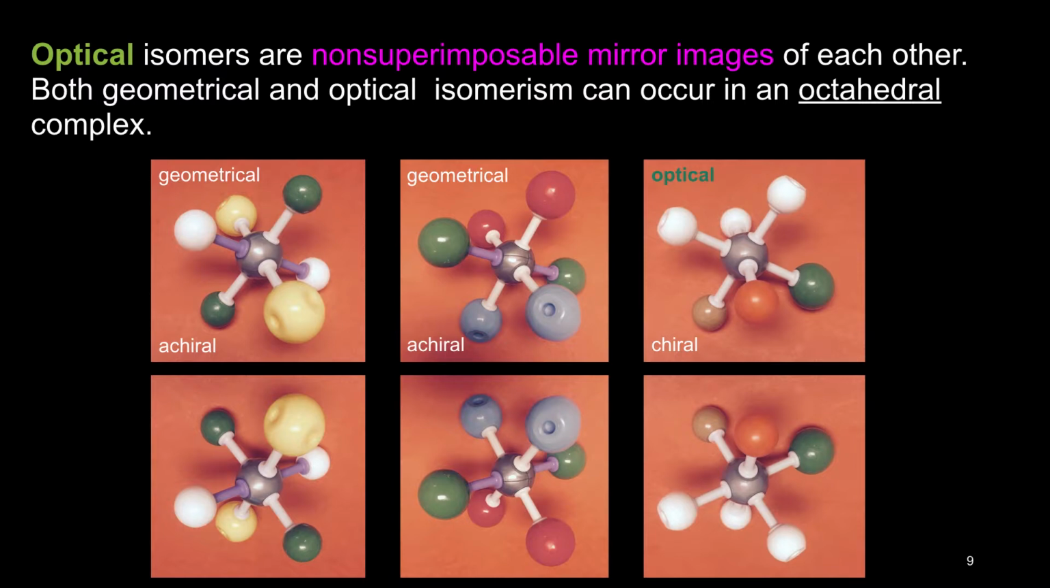The second type of stereoisomer is called optical isomer. An optical isomer can be either tetrahedral or octahedral. Here we see three different complexes and their mirror images. The third complex is an optical stereoisomer and is said to be chiral. Chiral means that the mirror image of the complex is not superimposable onto the original complex.